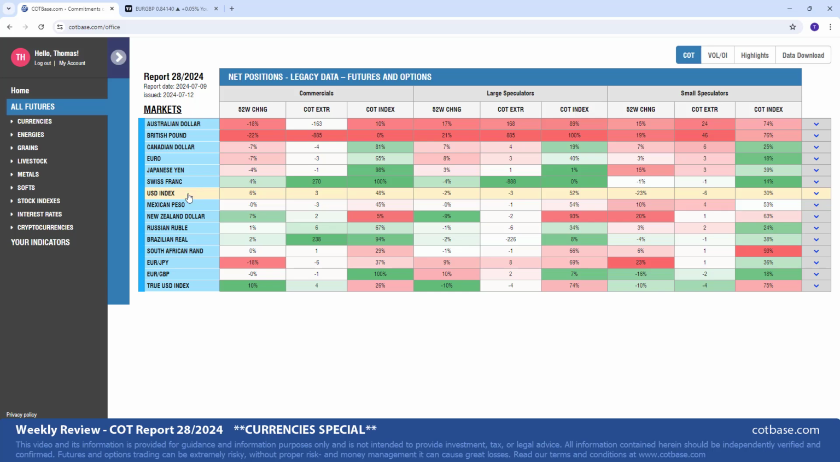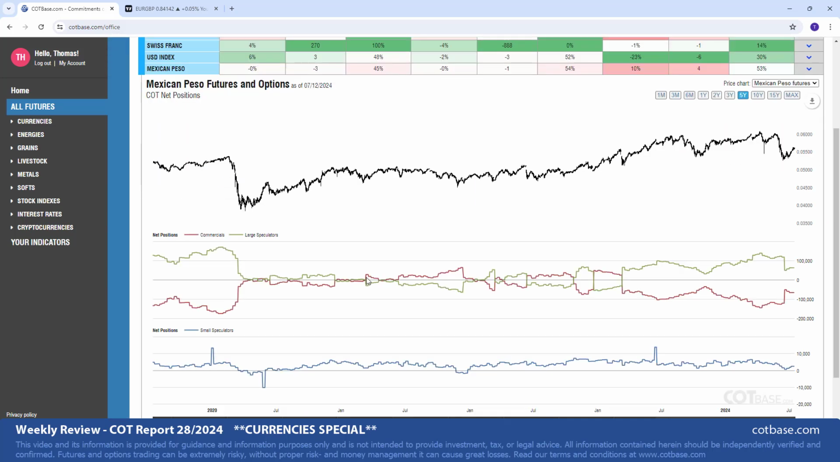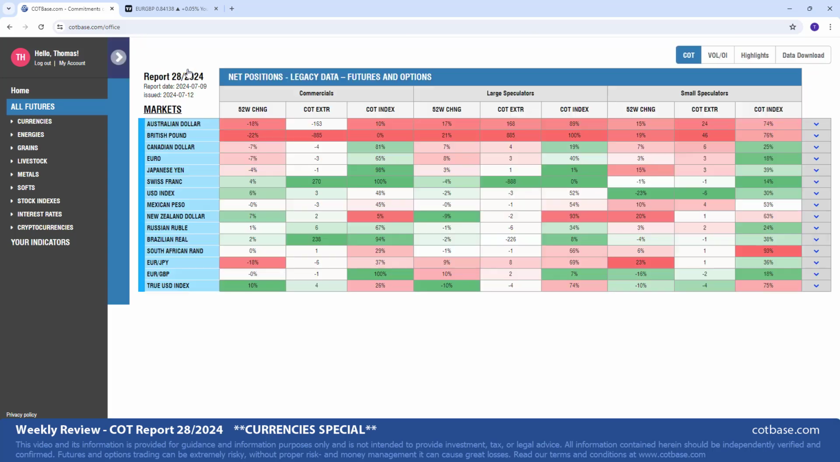We talked about the dollar index. The Mexican peso is our next market. Here we have a 45% COT index, so basically in the middle, meaning there's no extreme, and we can't really make a conclusion based off of COT analysis.